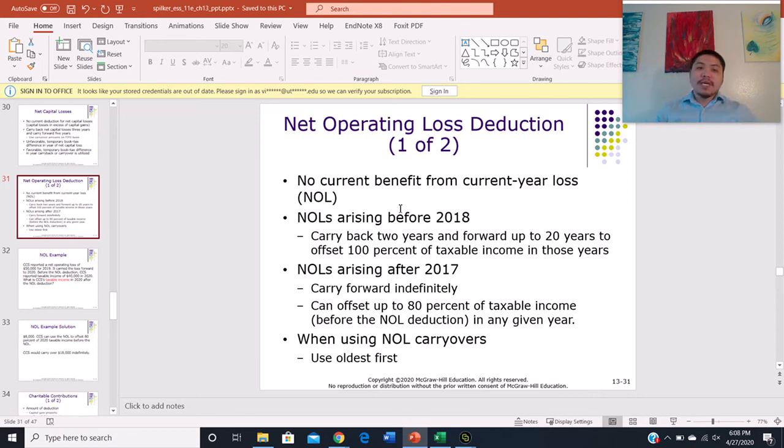So for the year that the loss occurs, it's going to create an unfavorable temporary book tax difference. But for the year that the firm can use the carryover net operating loss to offset the income, at that time it's going to create a favorable temporary book tax difference. It's going to reverse. So I just wanted to mention that.